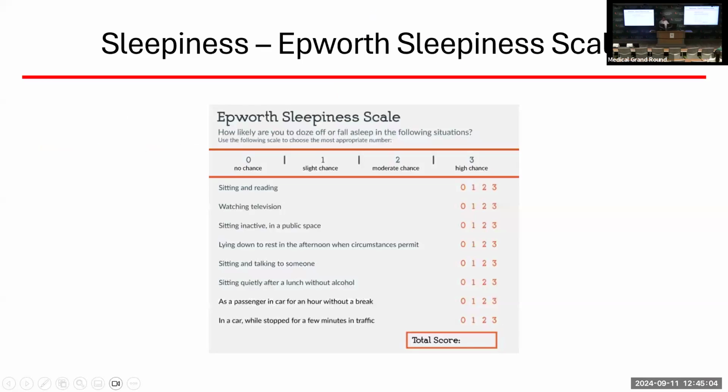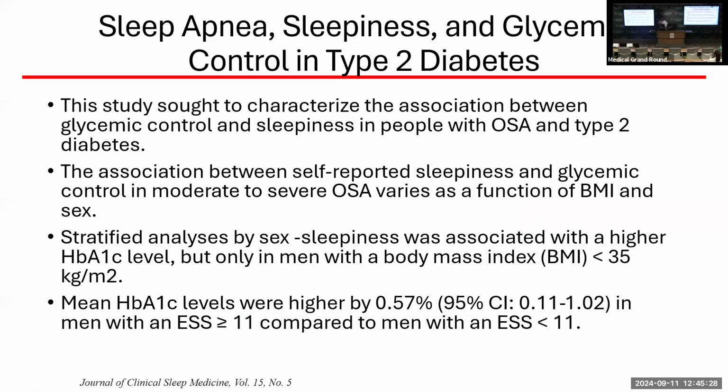One of the common symptoms of obstructive sleep apnea is sleepiness, and this is quantified using the Epworth sleepiness scale. This is a scoring scale which has 8 items. Each of the items is scored from 0 to 3, and you just add up each of these scores. Basically, if you have a score of 12 or more, that predisposes you to be at a higher risk of sleepiness secondary to obstructive sleep apnea.